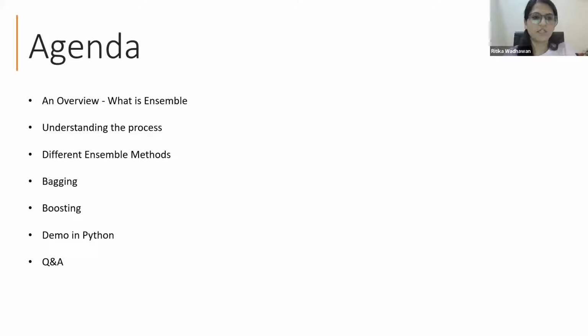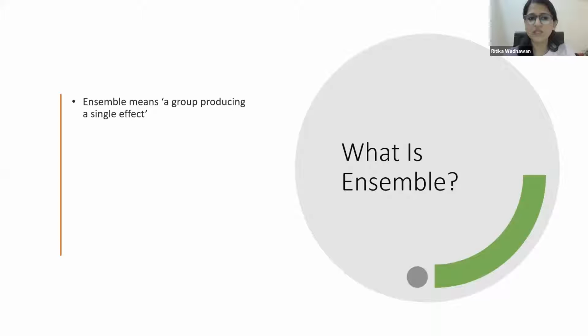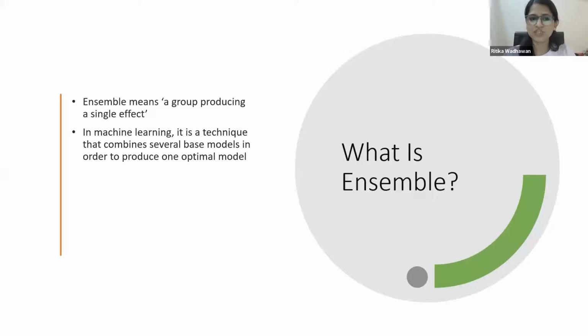All right. So let's start with the overview first. What is Ensemble exactly? Ensemble literally means a group producing a single effect. And in machine learning, it does exactly the same thing. It is a technique that combines several base models, rather several weak models, in order to produce one optimal model.